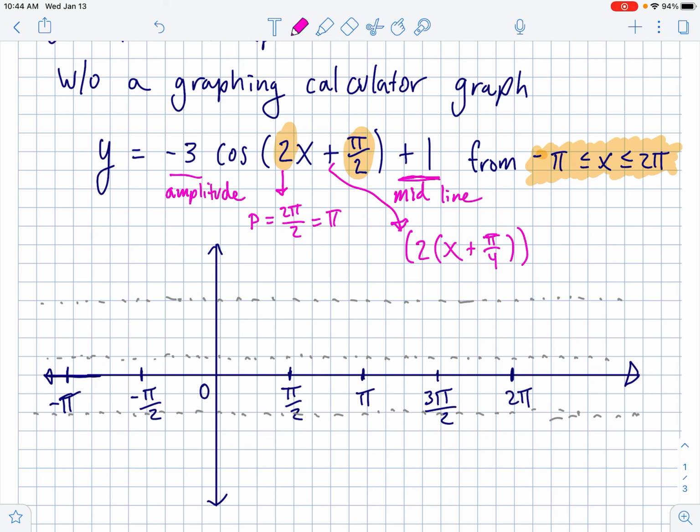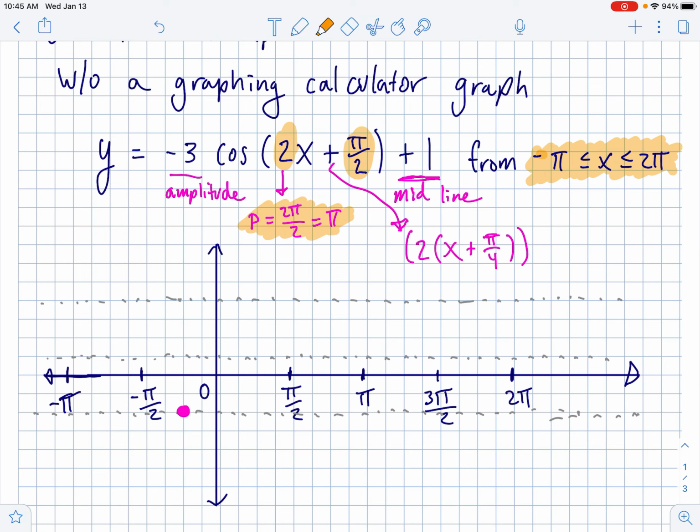So now I'm going to do a second set of training wheels, because pi/4 to the left is right here. Pi/4 would be this. But it's an upside down cosine curve, upside down because of the negative. So my first dot on this curve is going to be right here. Now I know that every pi units it will repeat because the period is pi.